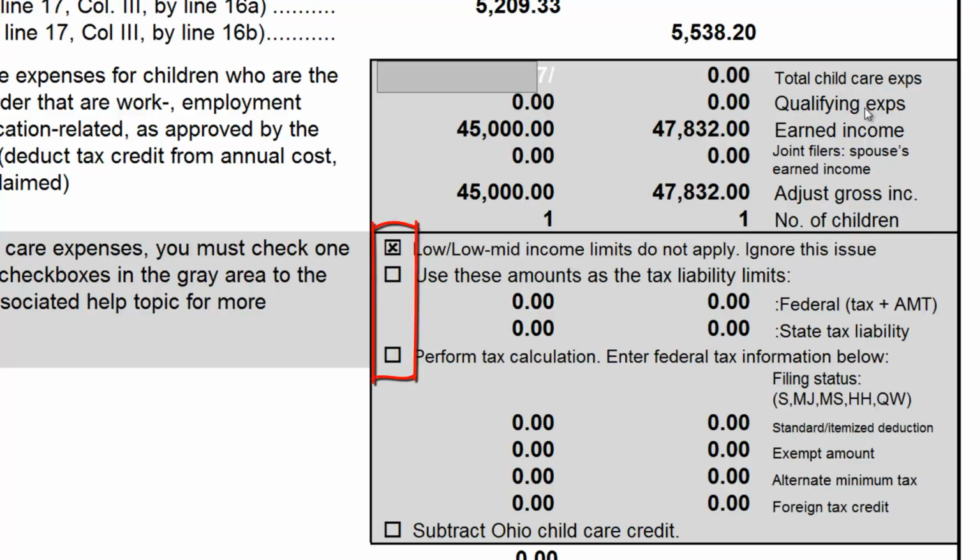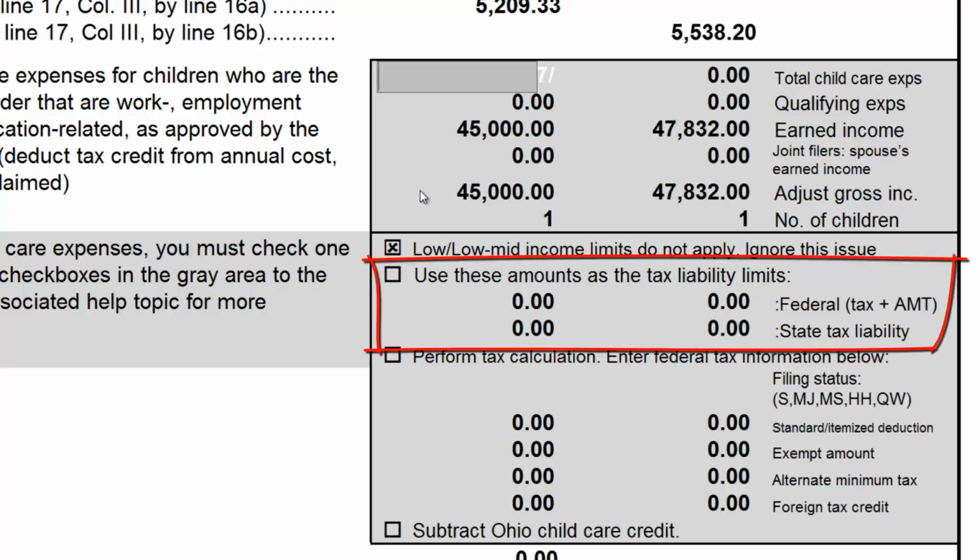For that purpose, we have to check the check boxes and fields below the gray box's dividing line. The first checkbox tells Roxy that these parties are not in a low-income category and therefore ignore the issue and calculate the credit based on the information entered in the top half of the gray box. There are two reasons for doing this. First, it avoids doing extra work, and second, it's not going to make any difference in the calculation anyway.